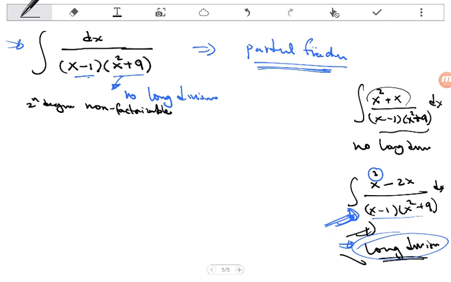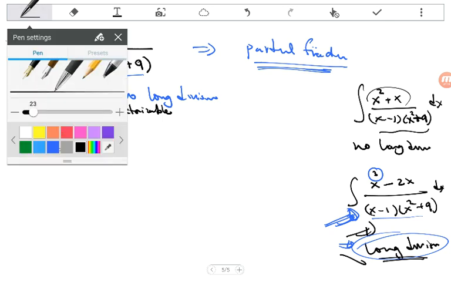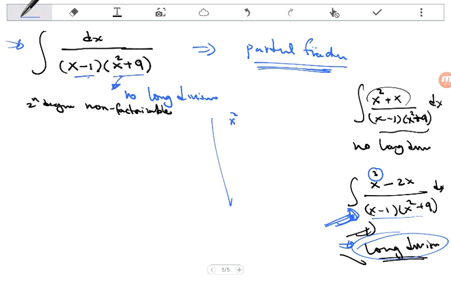If I had, for example, x squared plus x plus 1, is this factorizable? Can I factorize it or not? How would I know if it is factorizable? Any of you know if this is factorizable or not? This expression is also non-factorizable. How would I know if it is non-factorizable?